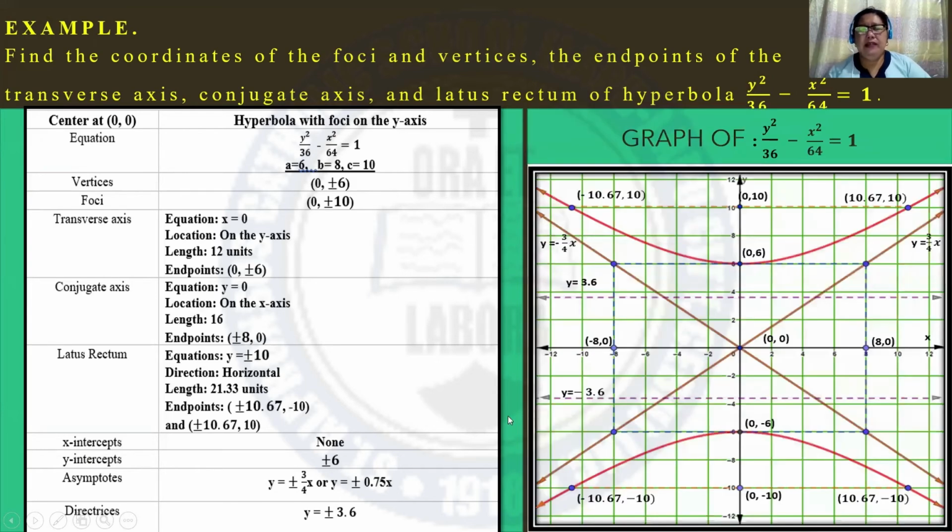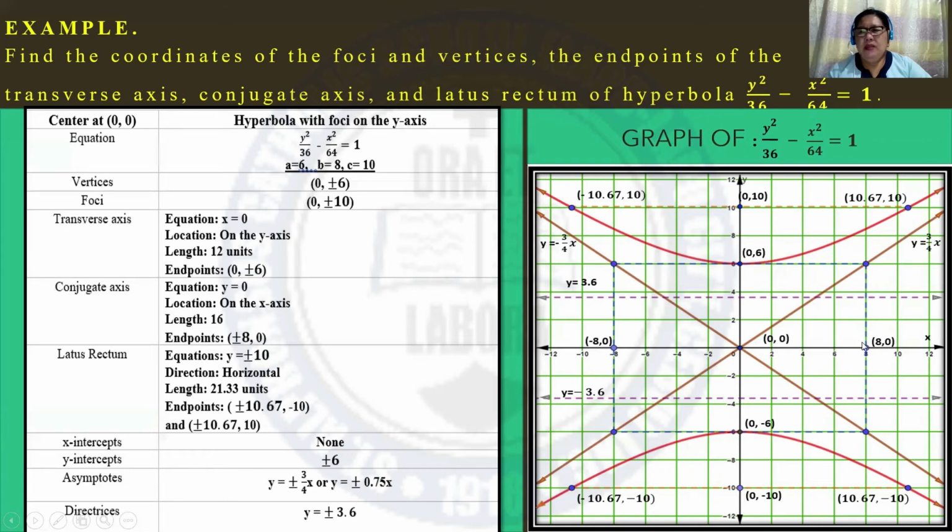So for the graph, this is now the center. From here, going up, that's the value of a, that is equivalent to 6 units. So from this point until here, it's 6 units. This is 2, 4, 6. So from the center until here, this is the other vertex. So we have the coordinate 0, negative 6.